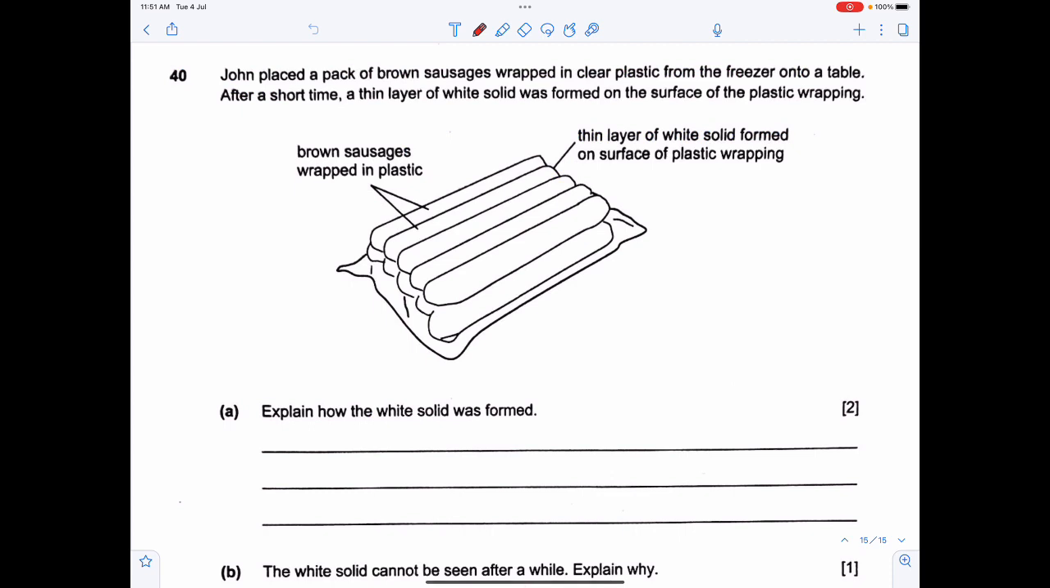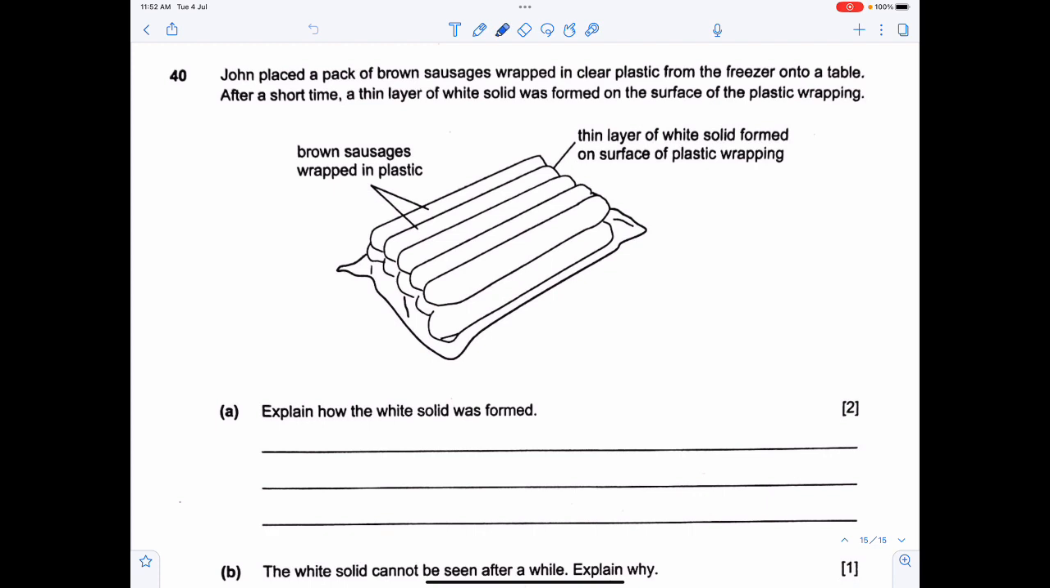Okay, so the final question for this paper, John took a pack of brown sausages wrapped in a clear plastic from the freezer onto a table. After a short time, a thin layer of white solid was formed on the surface of the plastic wrapping. Okay, now, nowadays, PSLE, right, they always test very authentic questions like these. So when you look at it, ask yourself some question, okay, what could it be?